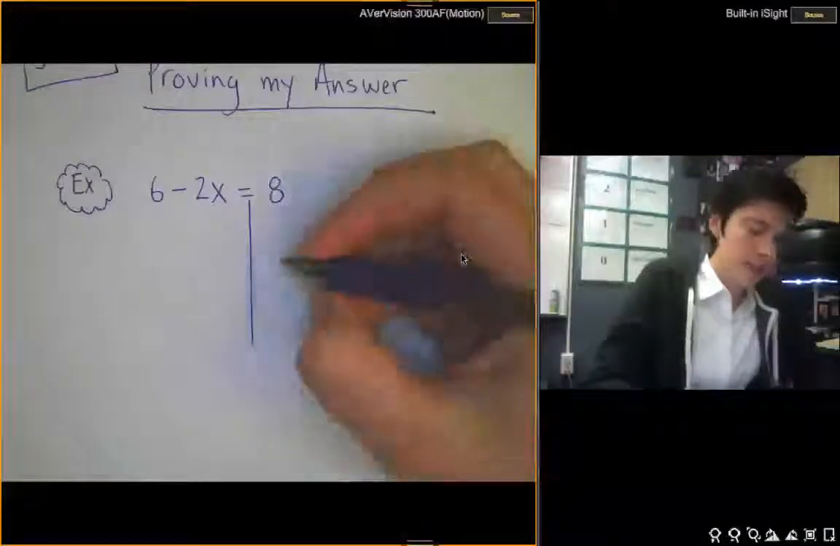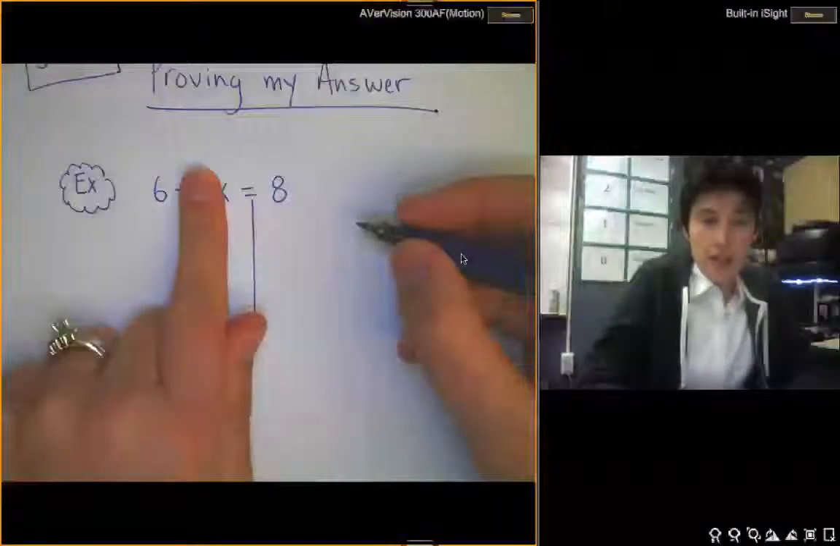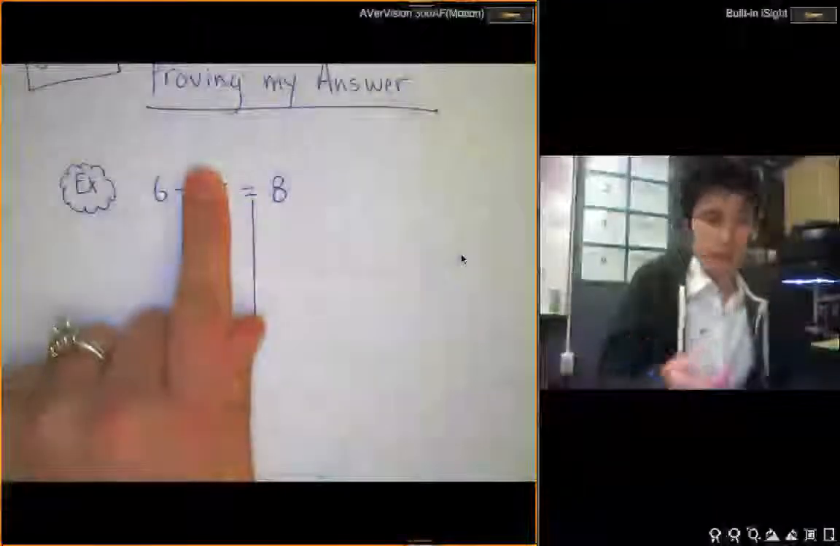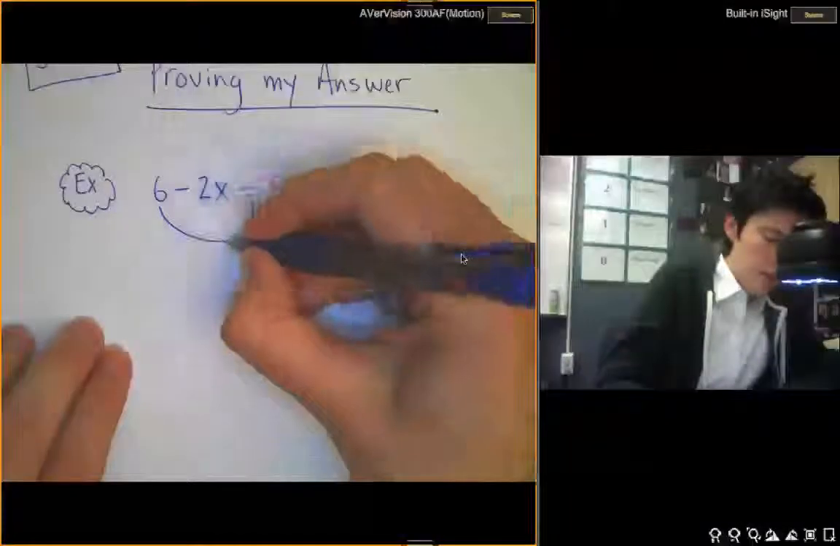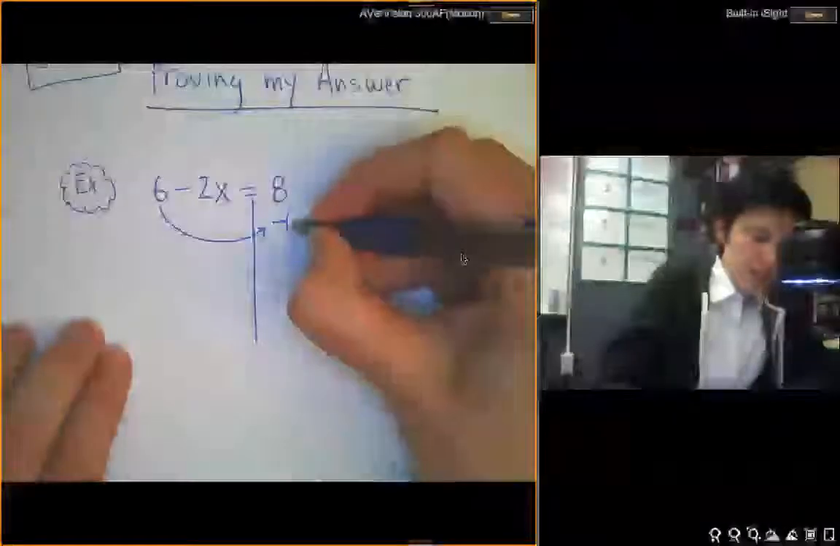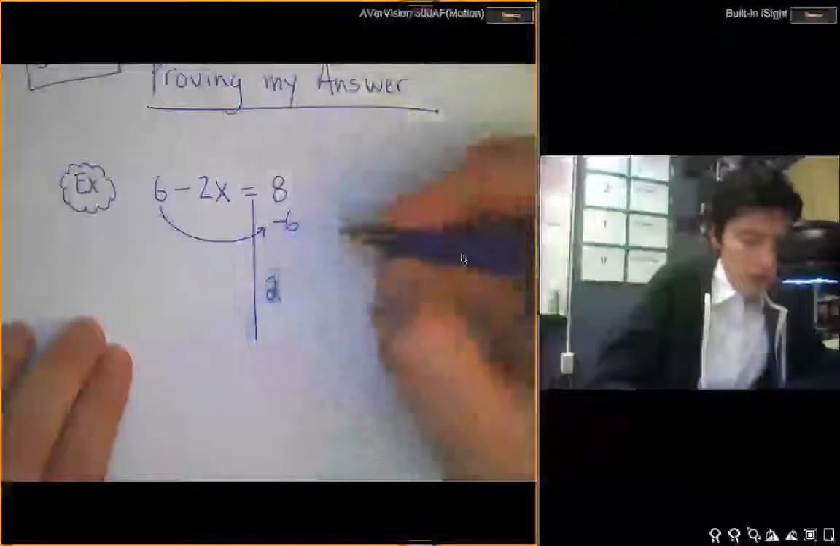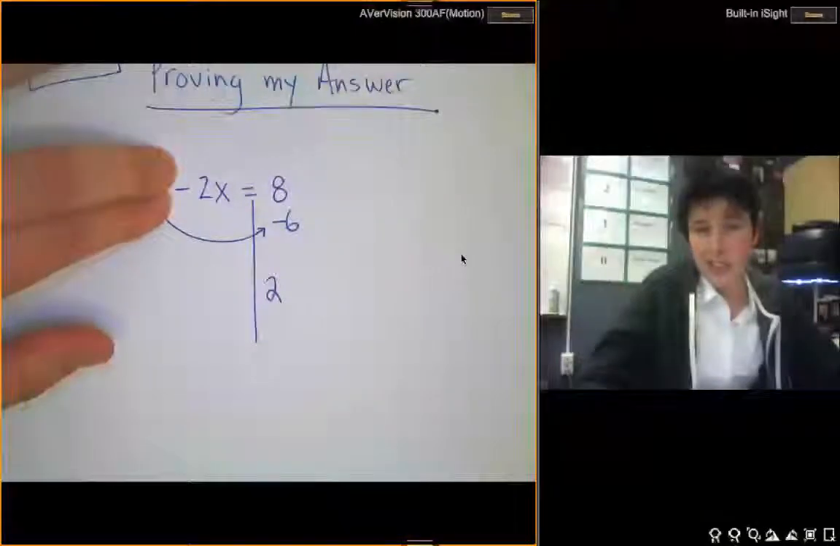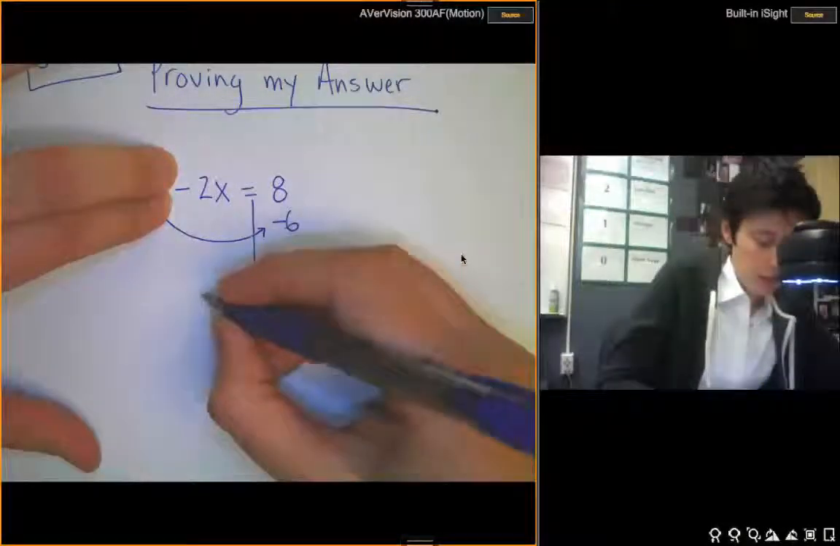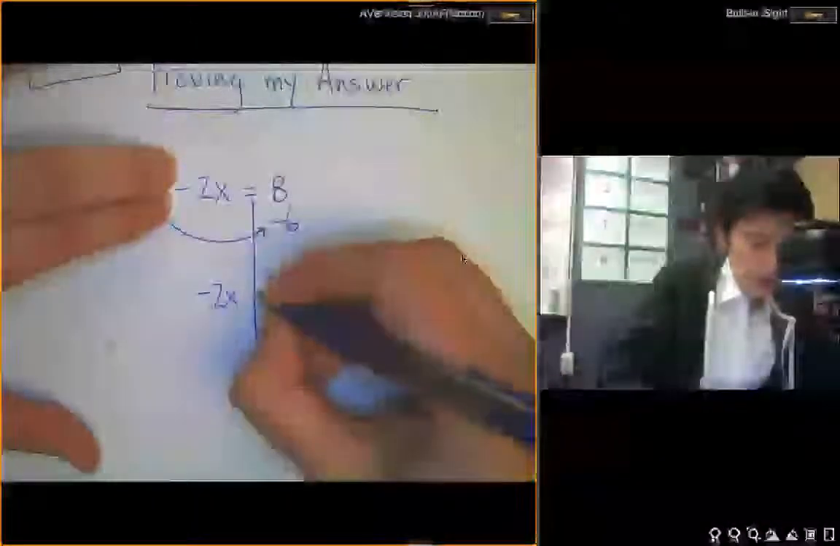Put my line down the middle. I see that there's a 6 out here that I'm going to just flip over. So that 6 is going to become a negative 6 over here. And 8 subtract 6 is 2. And that moves the 6. Now if the 6 is gone, you'll notice I still have a minus 2x. I still have a minus 2x equals 2.